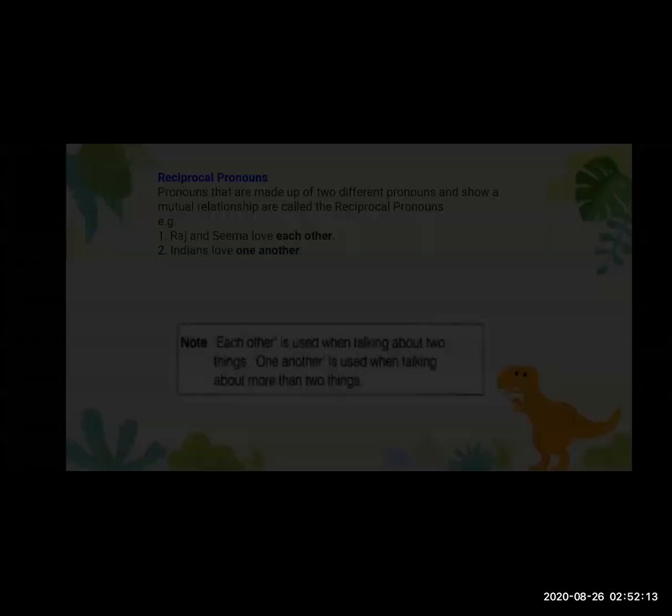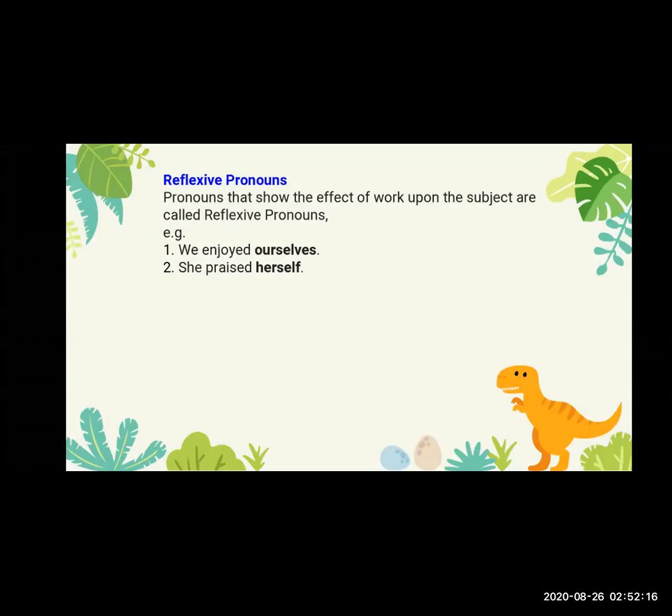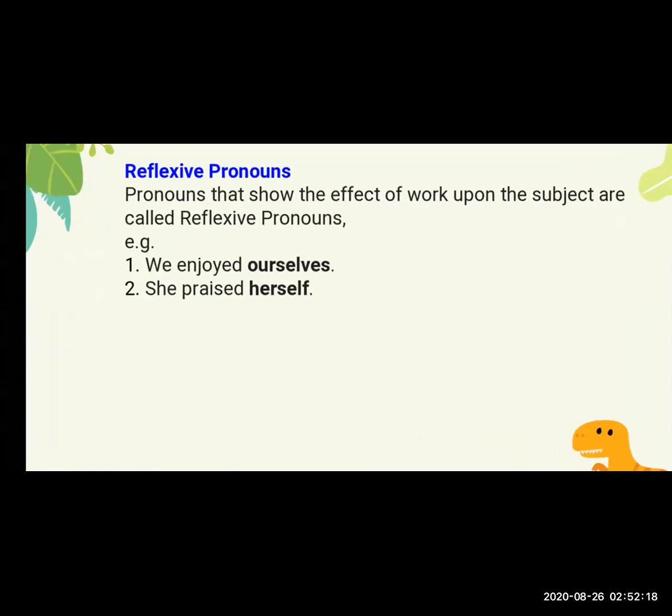Now the next one is the reflexive pronoun. What is meant by a reflexive pronoun? The pronouns that reflect back to the subject. Pronouns that show the effect of a verb upon the subject are called reflexive pronouns. The reflexive pronouns are myself, ourselves, yourself, himself, herself, themselves, itself.